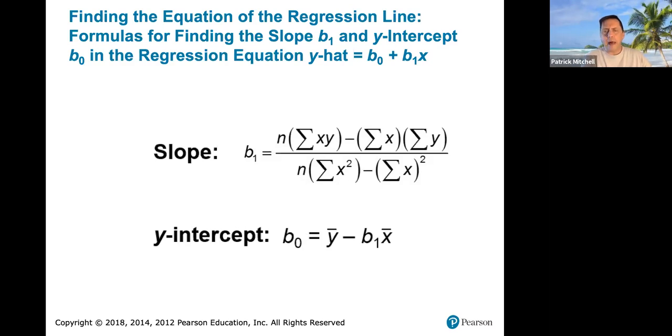I'm going to show you a slide that kind of shows that a little bit. I'm not really going to use it much myself, except for using Excel to help me with some of these calculations inside the formula. So you'll see that a little bit. We'll use this equation to find b1, which is the slope. And then once you've found the slope, it's really easy to find the y-intercept. The y-intercept is just y bar, which is the mean of the y data, minus b1 times x bar, which is the mean of the x data.